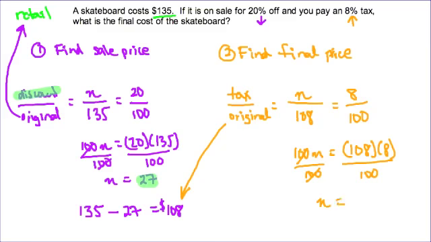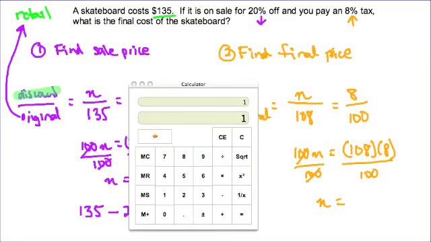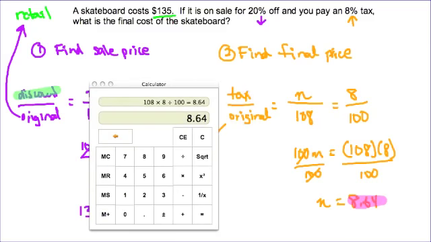And N equals, get my calculator out, 108 times 8 divided by 100 equals 8.64. So my final price is not 8.64, just a reminder again that 8.64 represents the tax, not the final price. So to find the final price, I need to take the original, which was 108, plus 8.64, and I don't need a calculator for this. I know it's 116.64. So the final price that I paid is $116.64.